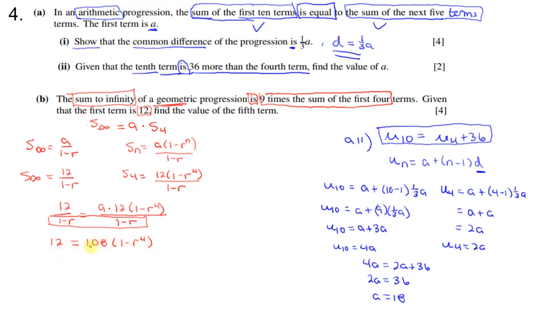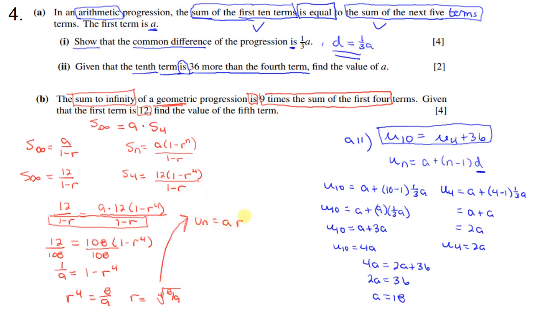If I divide 12 by 108, I'm going to get 1/9. And so now I know that 1/9 is equal to 1 minus r to the 4th. And then if I subtract and divide by -1, I'm going to find that r to the 4th is equal to 8/9. And if I want to know what r is, well, it's going to be the 4th root of 8 over 9. Now keep in mind, they didn't ask me to find r. What they asked me to find was the 5th term.